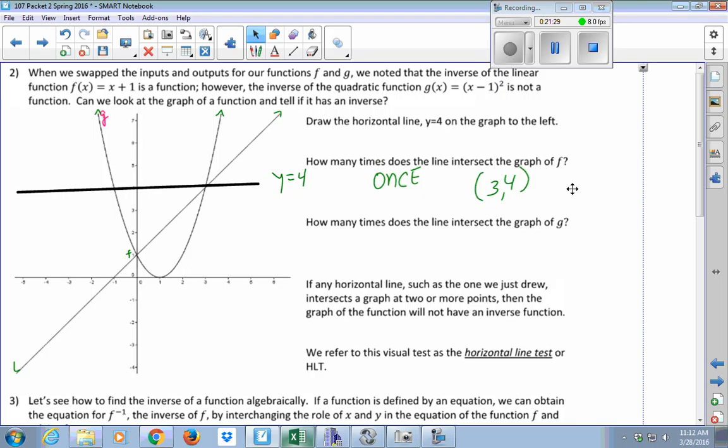How many times does a line intersect the graph of G? Twice, okay? It intersects it at -1, 4, and it intersects it at 3, 4.